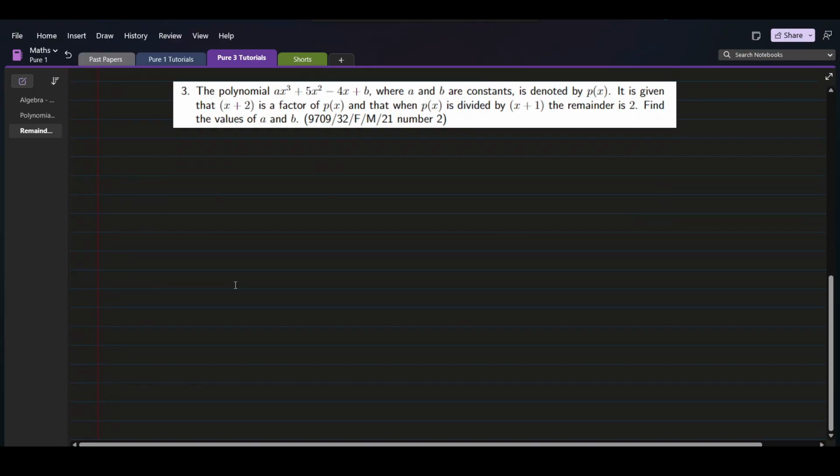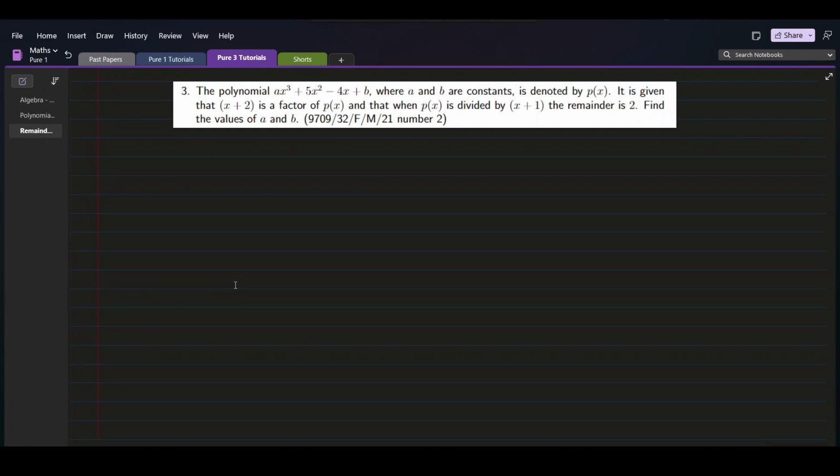So we have the example, the polynomial ax cubed plus 5x squared minus 4x plus b, where a and b are constants, is denoted by p of x. It is given that x plus 2 is a factor of p of x, and when p of x is divided by x plus 1, the remainder is 2. Find the values of a and b.